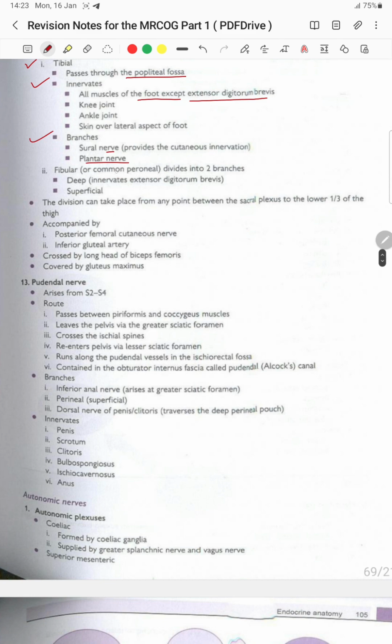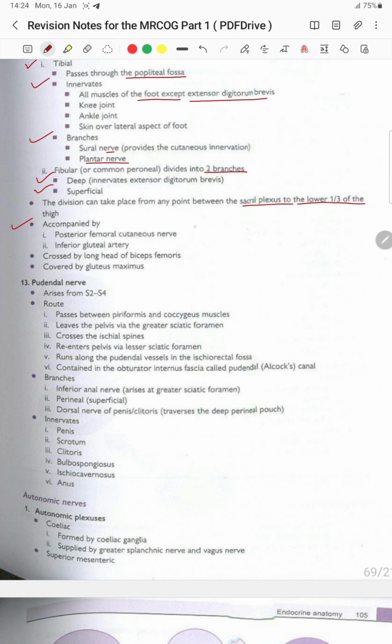The fibular or common peroneal nerve divides into two branches. The deep branch innervates the extensor digitorum brevis, and the other is the superficial branch. The division can take place at any point between the sacral plexus and the lower one-third of the thigh.